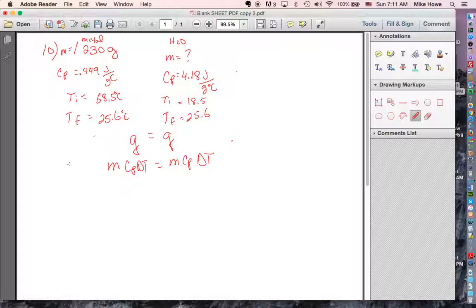Number 13. Number 13, you've got a chemical reaction. This is just a stoichiometry problem. You know that you've got calcium oxide reacting with water to make calcium hydroxide. And we also know that there are 65.2 kilojoules of energy released. That's the change in enthalpy.